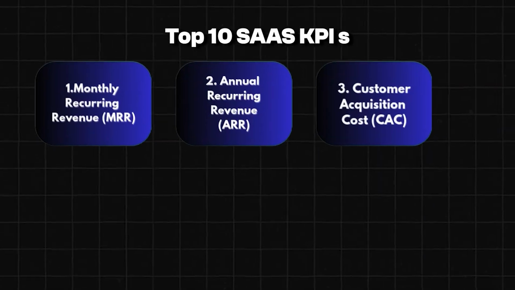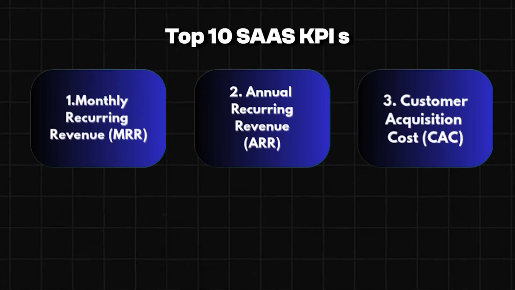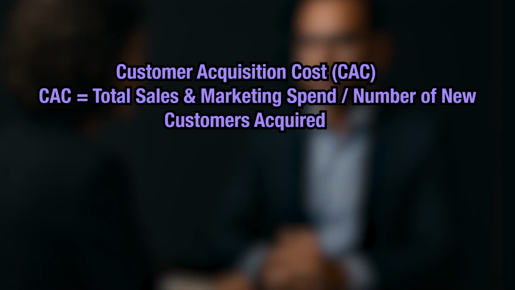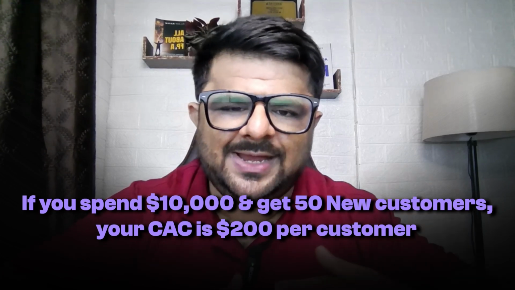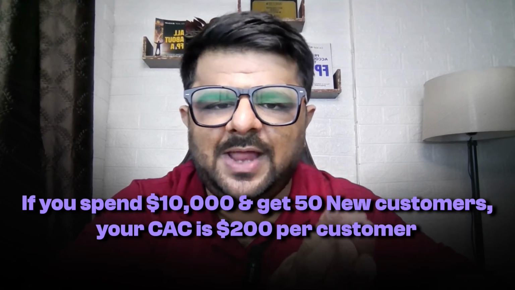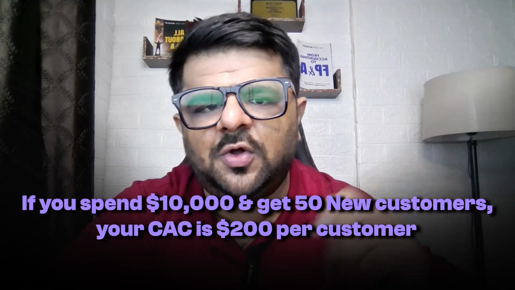But revenue doesn't just come for free. Let us next talk about how much it costs to bring in those customers. That brings me to SaaS business KPI number three, customer acquisition cost or CAC. SaaS companies often burn cash too fast. The CAC tells you if you're spending too much to get new customers. It is the average amount of money that you spend on marketing and sales to win a single customer. For example, if you spend $10,000 and get 50 new customers, your customer acquisition cost, or CAC, is $200 per customer.